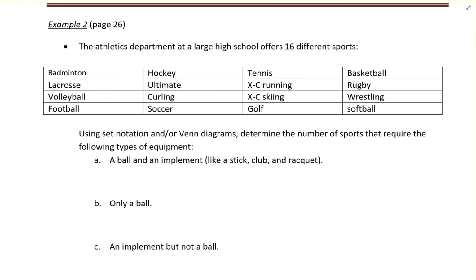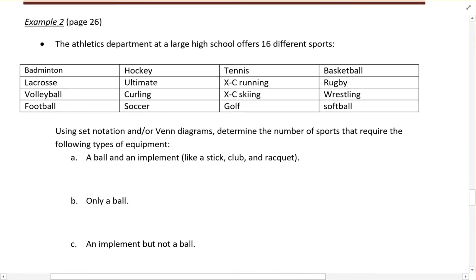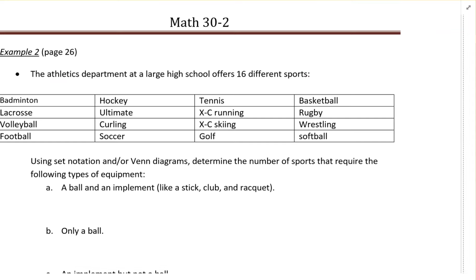Okay, so it says the athletics department at a large high school offers 16 different sports. So there's all these sports, right? These are all different elements. What we're going to be interested in is the number of these elements as we go on. So it says using set notation and/or Venn diagrams, determine the number of sports that require the following types of equipment. So a ball and an implement, so stick, club, racket, yada yada. Okay, so what I would do is look at page 26 while you're going through this as well. That's going to be kind of helpful for you guys.